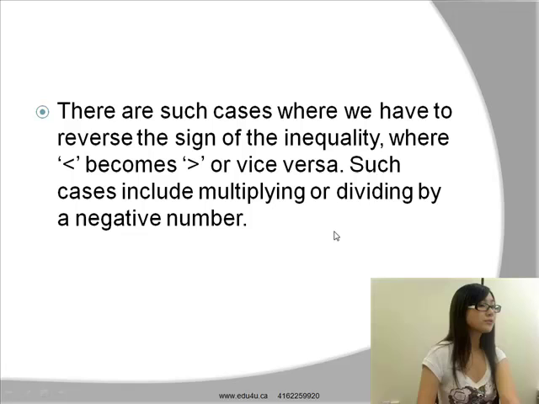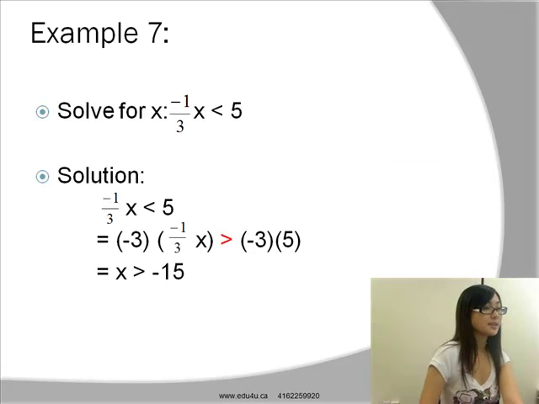There are cases where we have to reverse the sign of the inequality, where the less than sign becomes the bigger than sign, or vice versa, the bigger than sign becomes the less than sign. Such cases include multiplying or dividing by a negative number. Let's take a look at example 7. Solve for x when negative 1 over 3 x is less than 5.